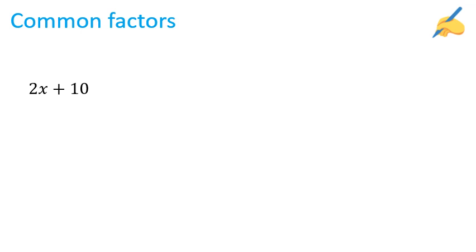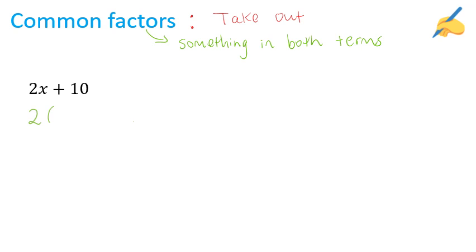Common factors is the first method of factorising we will look at. A common factor is something that is in both terms, like a letter or a number. We take out these common factors and put them out the front of our brackets. Let's look at this example here. So x is not common in both of these terms, but the number 2 is. It goes into both 2 and 10. So I take it out, then I open up my brackets.